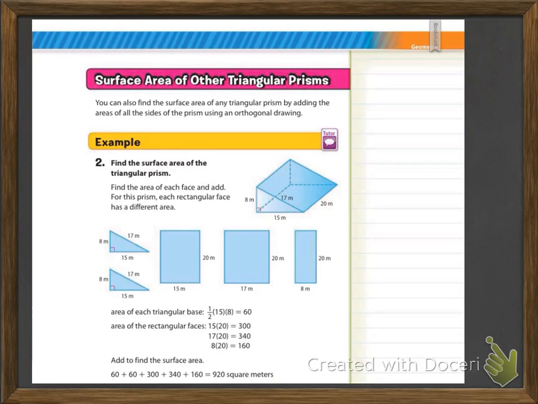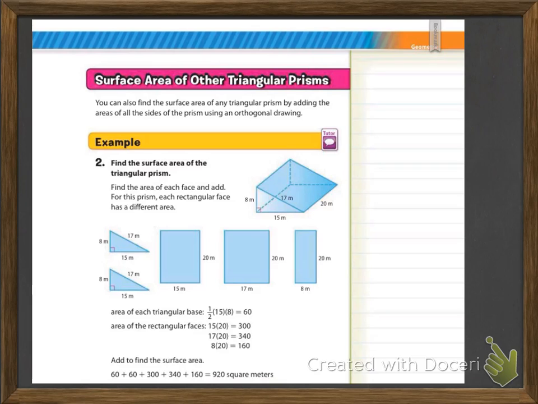So let's go ahead and look at the next page. Here we're going to use something that they called orthogonal drawing. So we're also going to find surface areas of any triangular prism by adding the areas of all the sides of a prism using an orthogonal drawing. What that means is they take your triangular prism, the 3-dimensional picture that you have, and they're going to break it up and draw each shape.